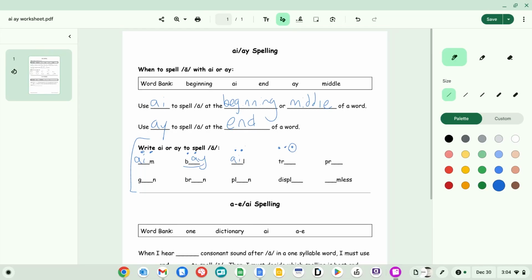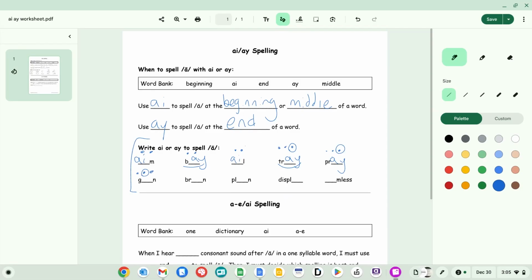It's at the end. So you need to prompt your kids. What do I do when I hear it at the end of a word? That's when we spell it with A-Y. Read the word tray. The word is pray. So P-R-A. It's at the end of the word. So how do I spell it? It's with the A-Y. All right, so now let's try another couple.